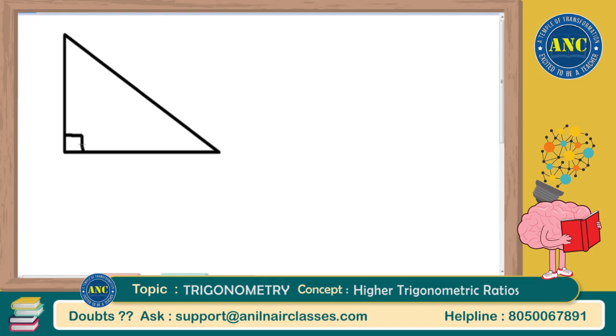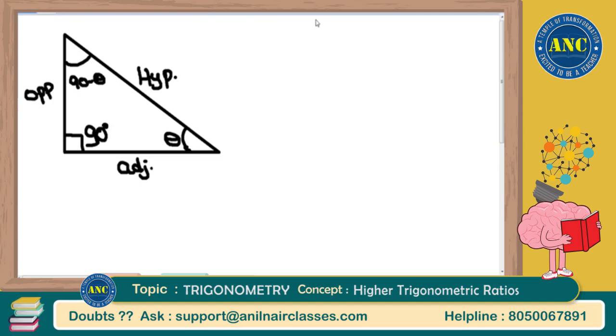If I call this 90 degrees and this theta, opposite to theta is the opposite side, adjacent to theta is the adjacent side, and opposite to 90 is the hypotenuse. Now if this is 90 and this is theta, the other angle will become 90 minus theta. Now listen carefully, sir. The other angle will become 90 minus theta.